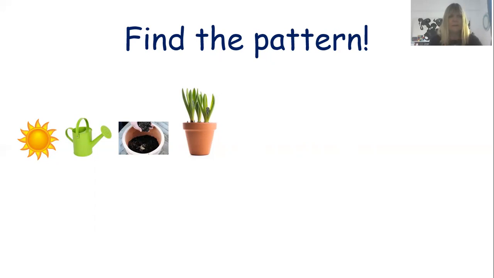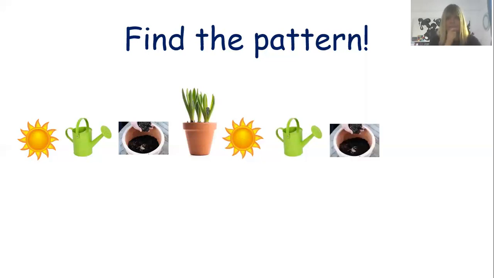Sunshine, watering can, soil, plant. So we haven't got a pattern yet, have we? Okay, we've got the sun again. So what do you think is going to come next? Watering can? Yeah, I reckon. You were right. So next is probably going to be pot with soil. Yes. Finally, the hyacinth plant.